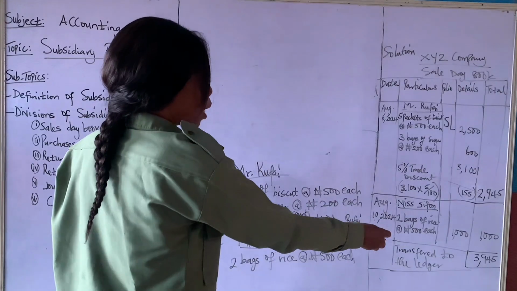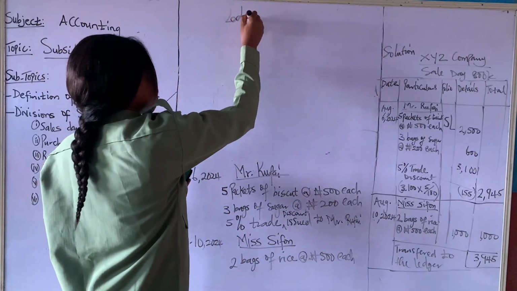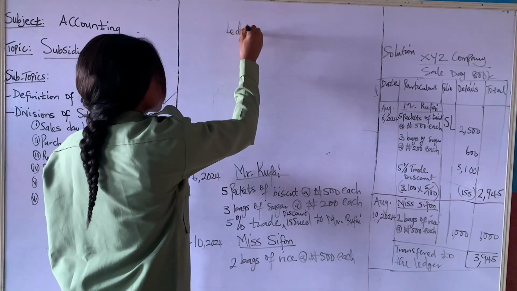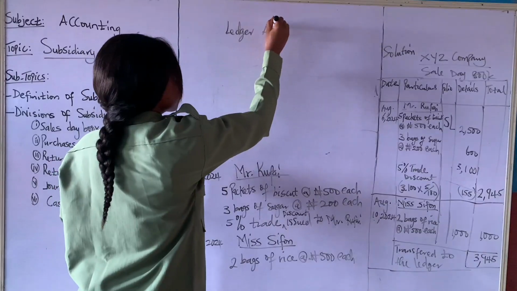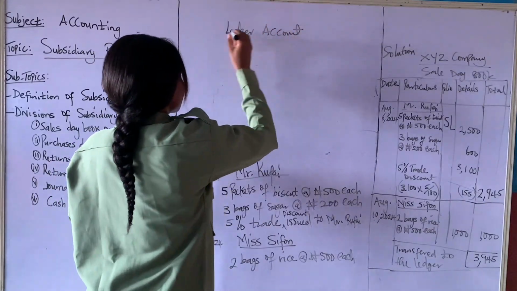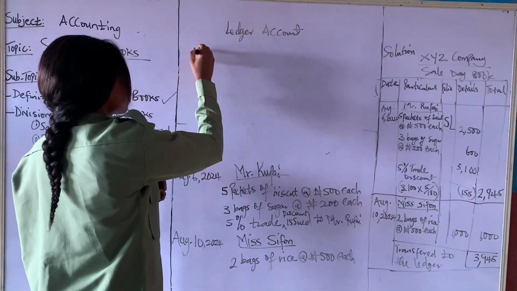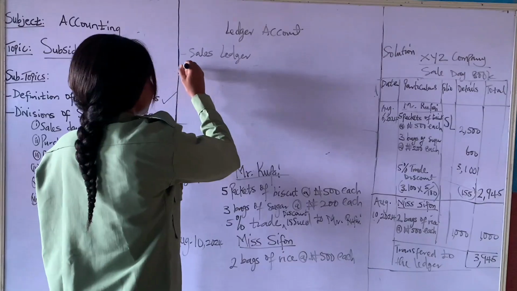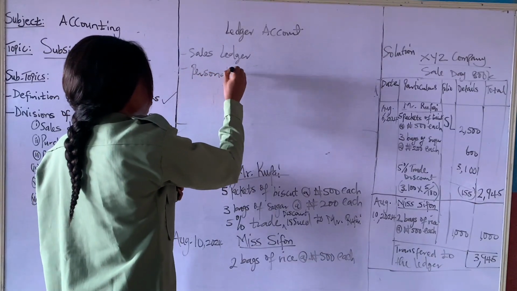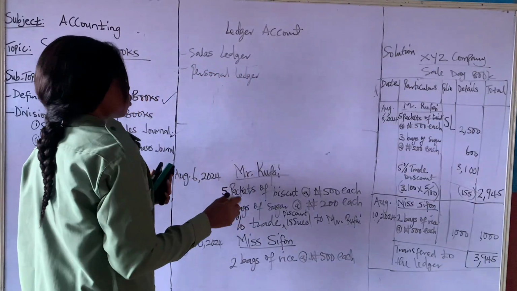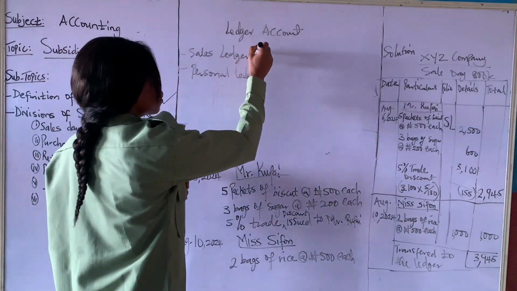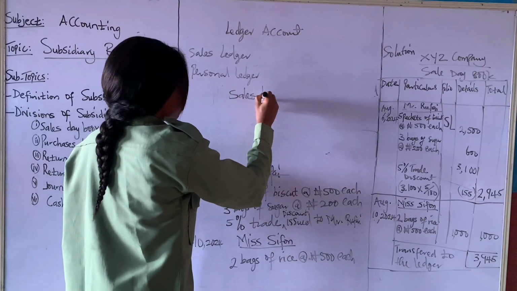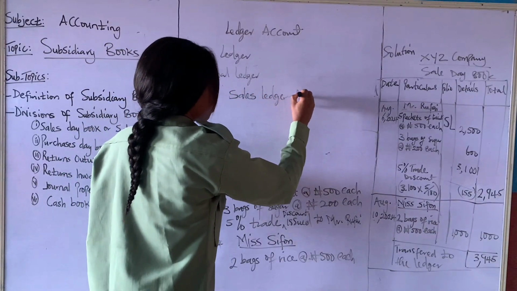So come here, the first account we need, this is the ledger account. And under this transaction, we have the sales ledger and the personal ledger. So let's post it on the sales ledger or sales account. So you come here, you say sales ledger account.